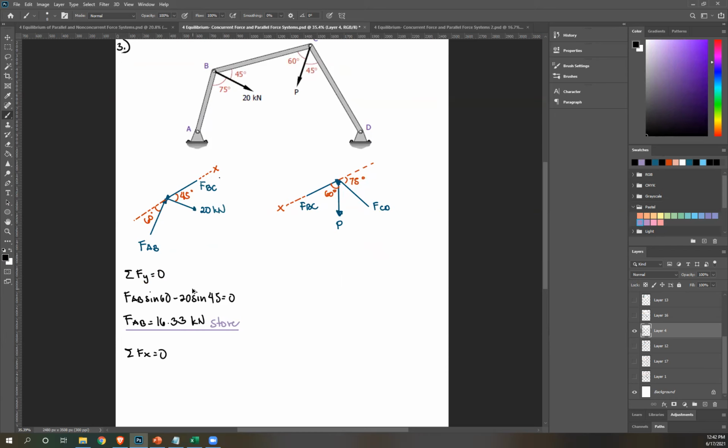FAB is to the right, so positive FAB cosine 60. This directly on the x-axis, so that's just negative FBC. And then this to the right as well, so positive 20 cosine 45 equals 0. We solve what's FBC. Correct, it's 22.31.